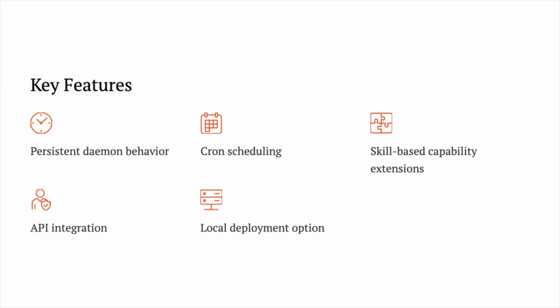Key features: persistent daemon behavior, as an example, cron scheduling, skill-based capability extension, API integration, and local deployment options. So these are the key features of OpenClaw. I hope you understand. We are going to see everything practically, but it is also important to know the features, architecture, and base. If you read more about OpenClaw, you will be able to understand what its capabilities are. I hope you are with me. Let's proceed.